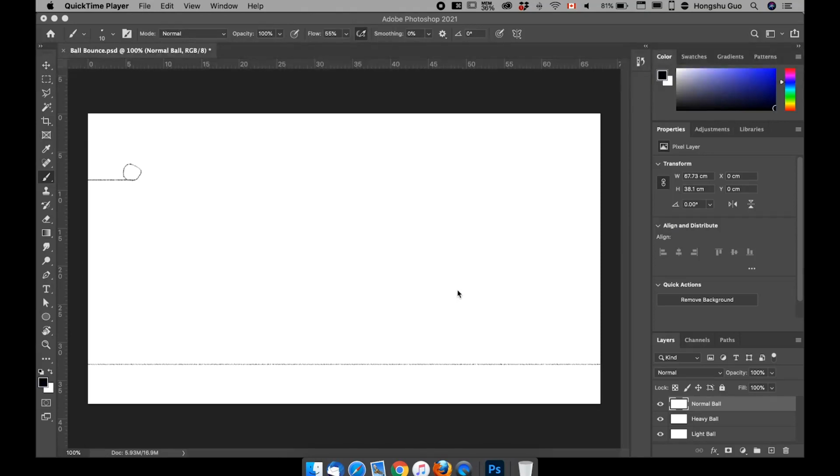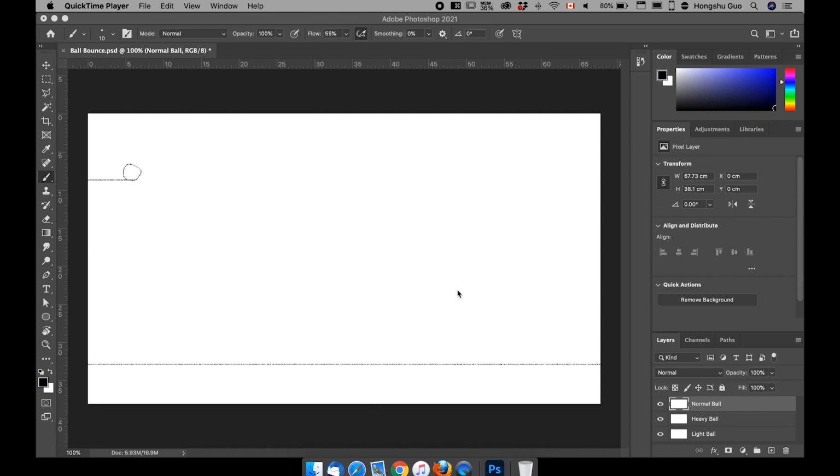Today we'll be learning how to do a ball bounce. The general consensus is that if you really want to be a real animator, you will need to learn how to do a ball bounce, which I found is quite accurate because there are so many scenarios where you need this technique, the ball bounce technique, to animate objects. So that's why we're here today.